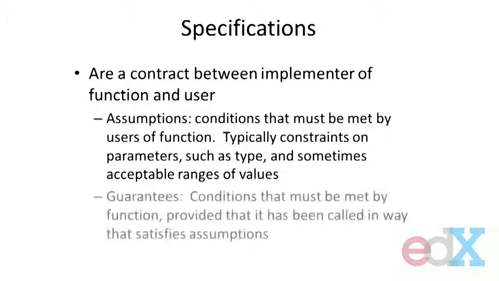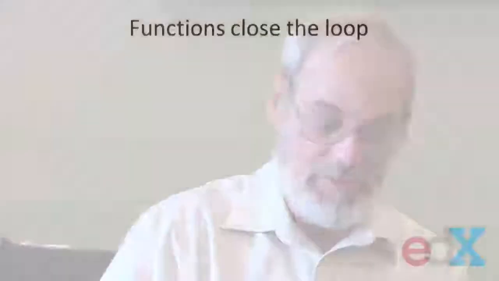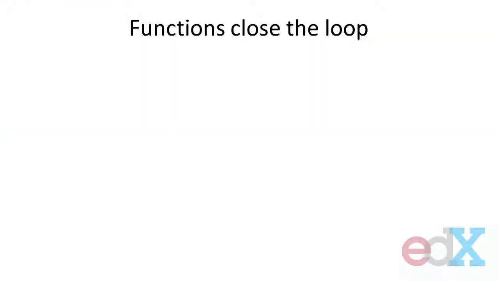It often will also provide guarantees. It will specify conditions that must be met by the function, provided that it's been called in a way that satisfies the assumptions. It says, I'm going to guarantee you an answer that satisfies these conditions if you give me good inputs. And that spec lets us complete this notion of the black box. All the user needs to know is the details of the specification, and they can freely use the code wherever they would like, relying on it giving back answers that satisfy the guarantees that the implementer put on them. This allows us then to sort of close the loop on functions.